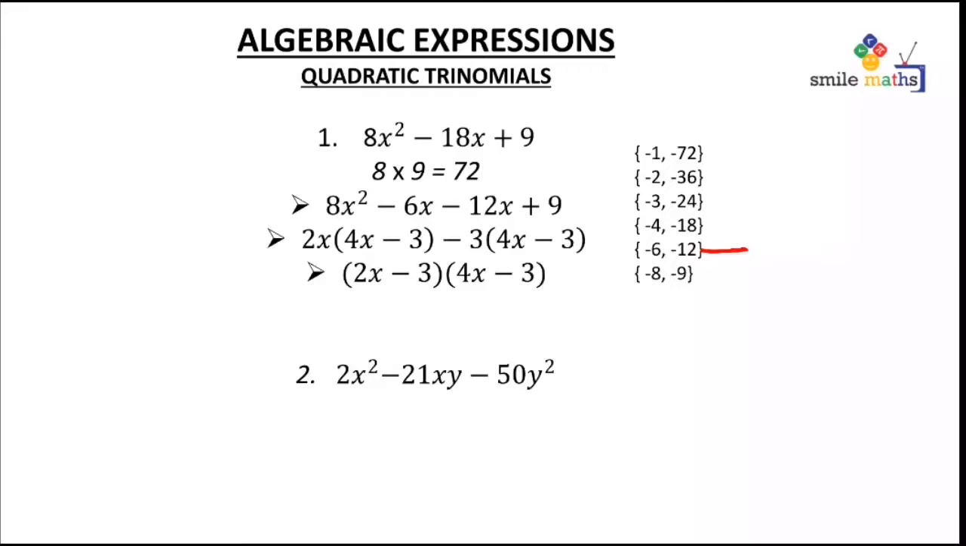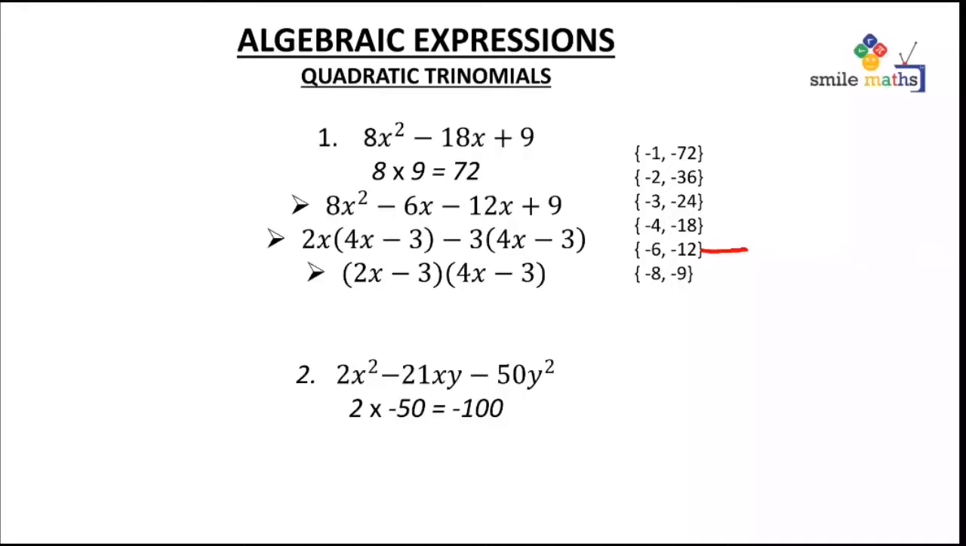Another example over here, this one looks different, but we are still going to use the same format. Because x squared has a coefficient which is not 1, we're going to multiply the coefficient of x squared by our constant here, and for this constant we are going to use the coefficient of y squared. So 2 times negative 50 gives us negative 100.